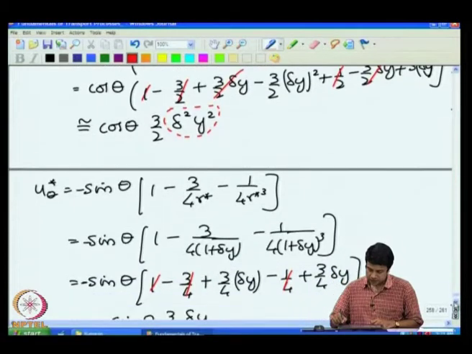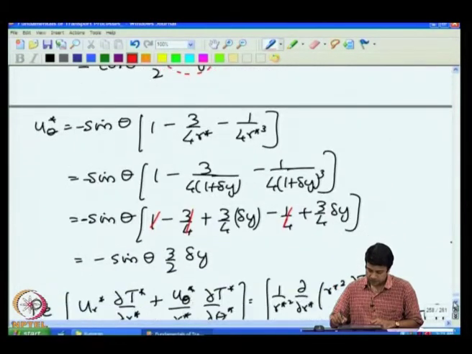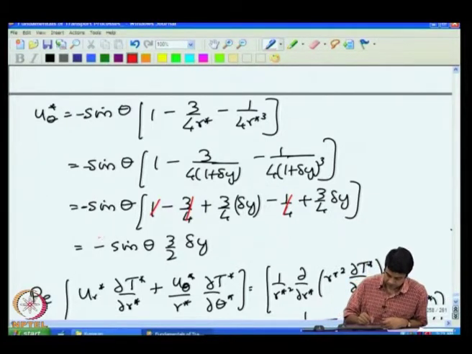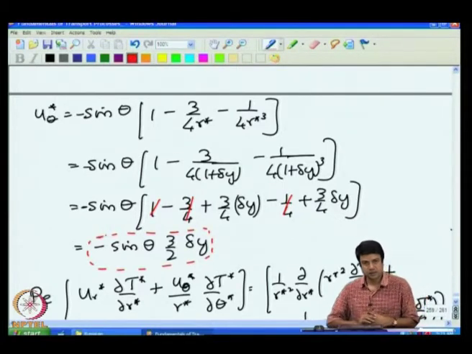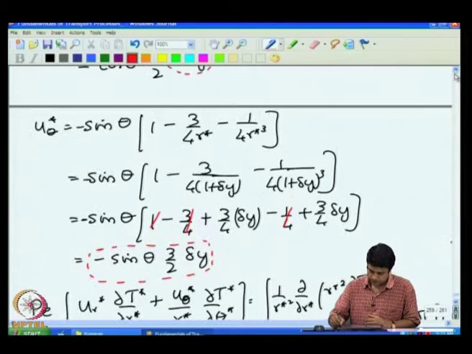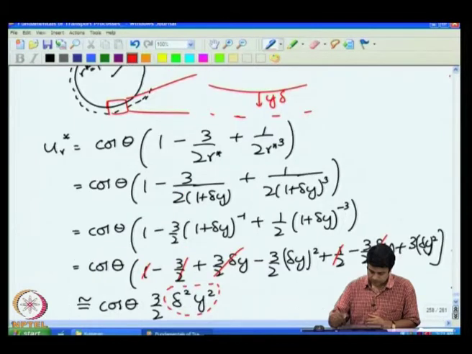The velocity in the theta direction is obtained by a similar expansion. This velocity goes as minus sin theta into 3 by 2 delta y. So, this velocity goes as delta y in the limit as delta goes to 0, whereas if you recall, u r was proportional to delta square times y square in the limit as delta goes to 0.